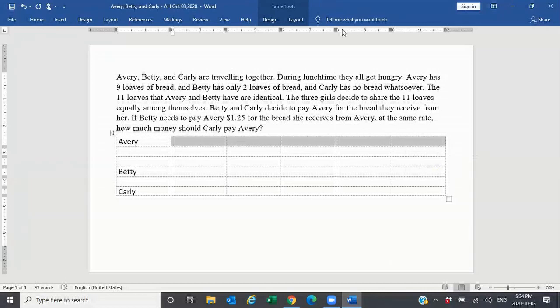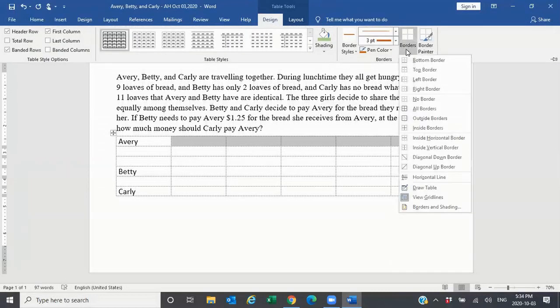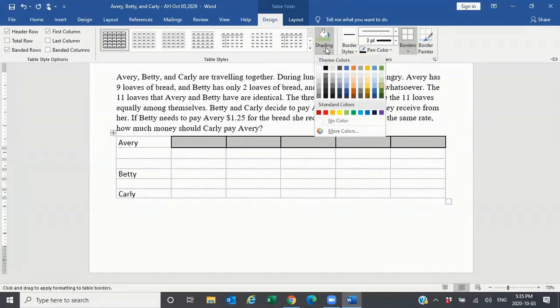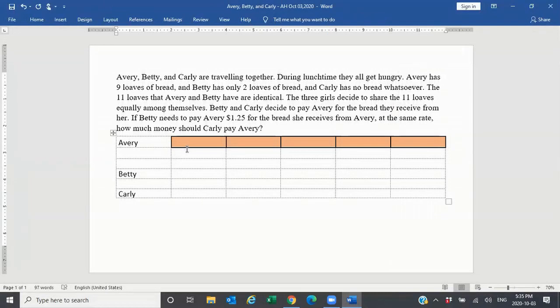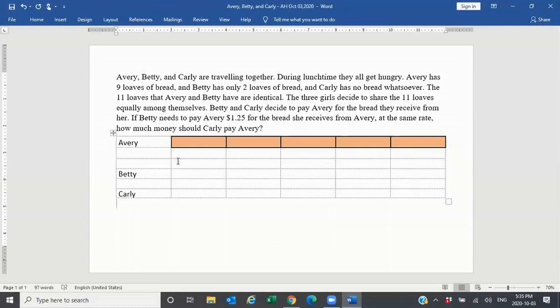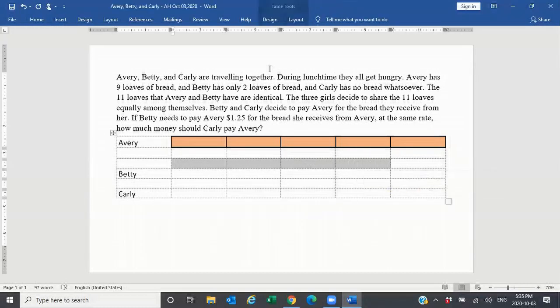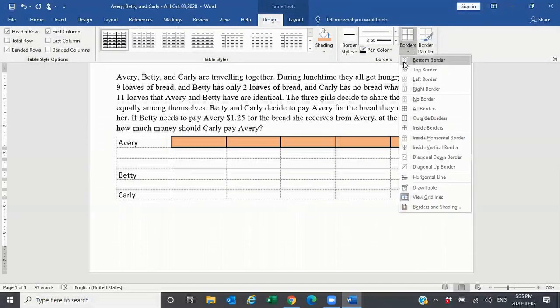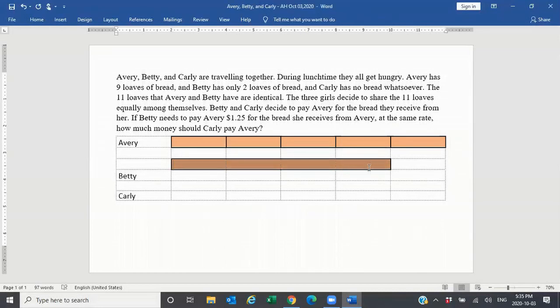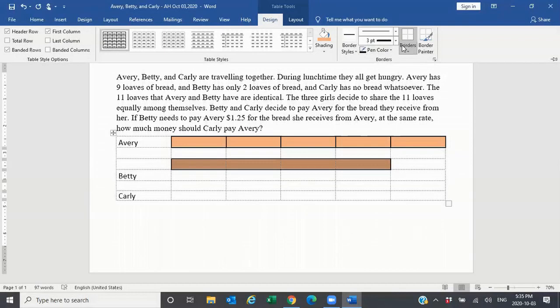I'm going to highlight one row of 5. That's probably not the right color. Shading, I'll make the loaves of bread this orangish red color. But Avery needs some more. She's got 9 loaves of bread. We want to put the bread here. Make it the same color. Up. I didn't do something right because it just made it into one huge loaf. Do all borders. There we go.